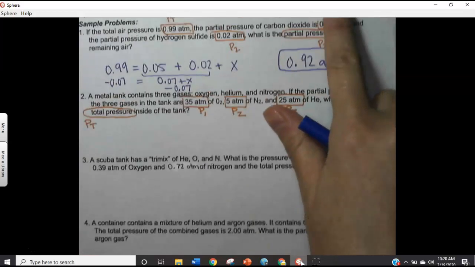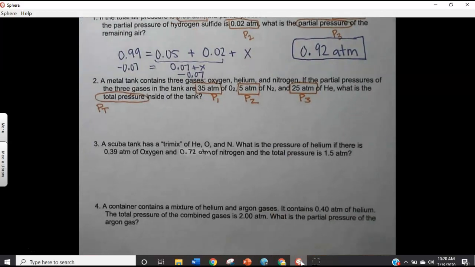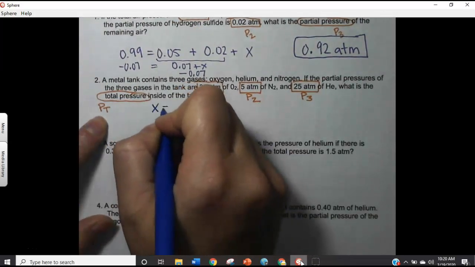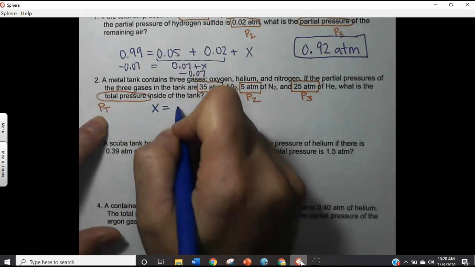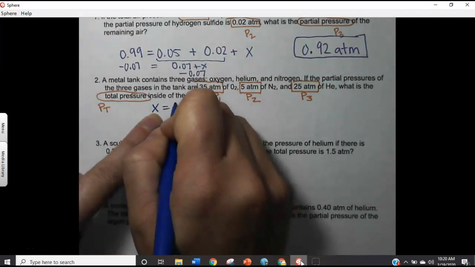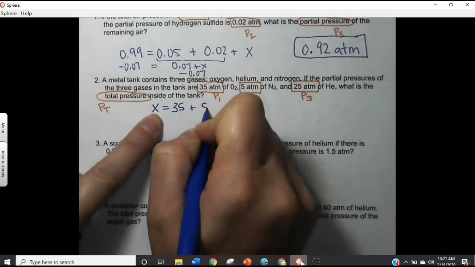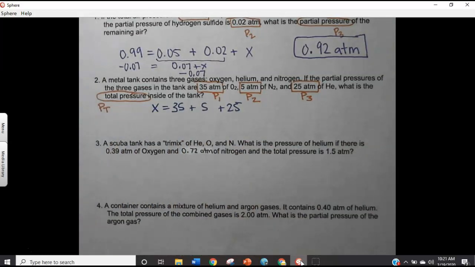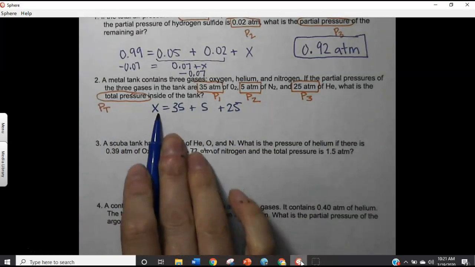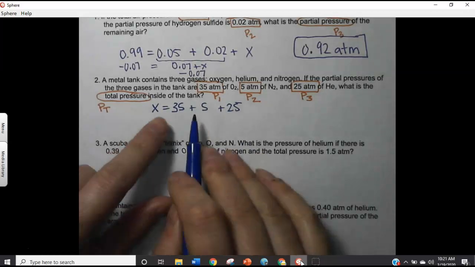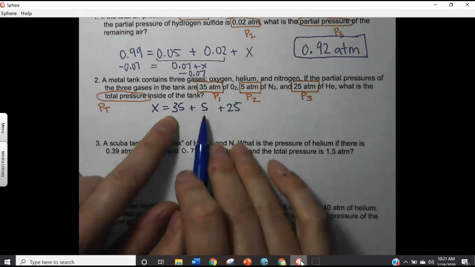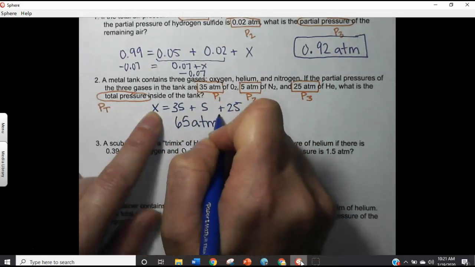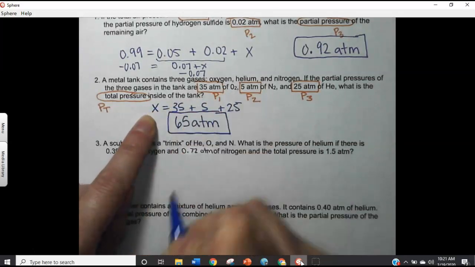I know that this is still my equation, so we can substitute and solve. So for P total, I'm going to substitute in X, I don't know what that is, plus P1, P2, P3. So 35 plus 5 plus 25. Okay, this problem requires no algebra because X is already by itself. So we just add them up. 35 plus 5 is 40. 40 plus 25, 65 atm. That's our total pressure.